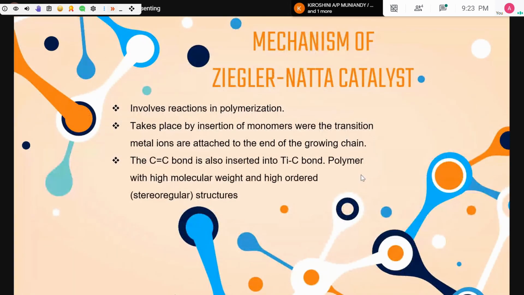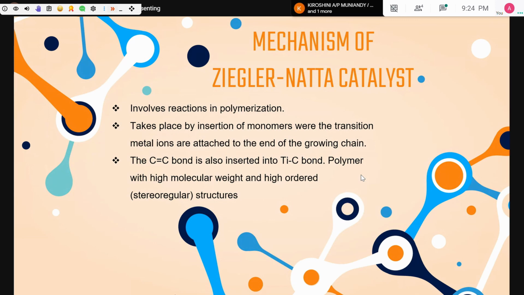So the mechanism of the Ziegler-Natta catalyst involves reaction in polymerization, which is a process in which relatively small molecules called monomers combine chemically to produce a very large chain-like or network molecule called a polymer. The monomer molecules may be all alike, or they may represent 2, 3 or more different compounds. The Ziegler-Natta catalyst works by insertion of monomers where the transition metal ions are attached to the end of the growing chain, and the double bond carbon is also inserted into the single bond titanium-carbon bond, giving polymer with high molecular weight and highly ordered structures.